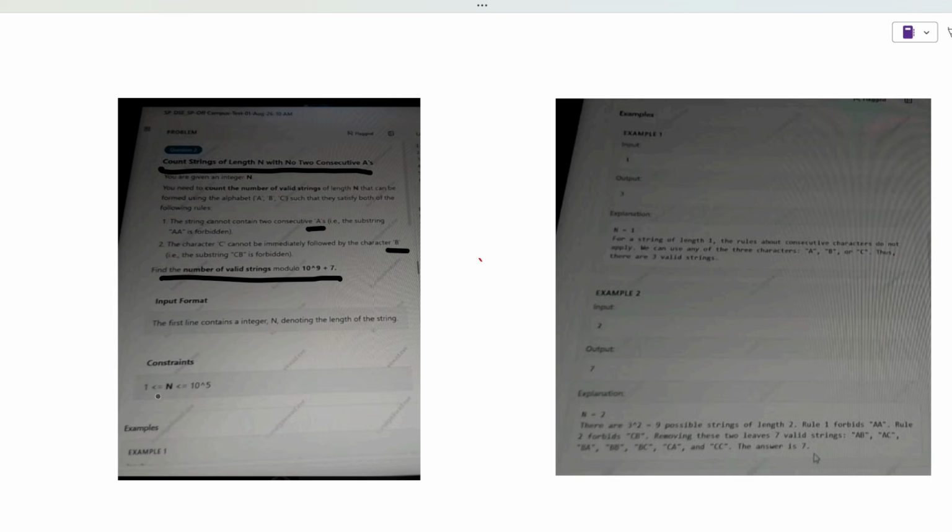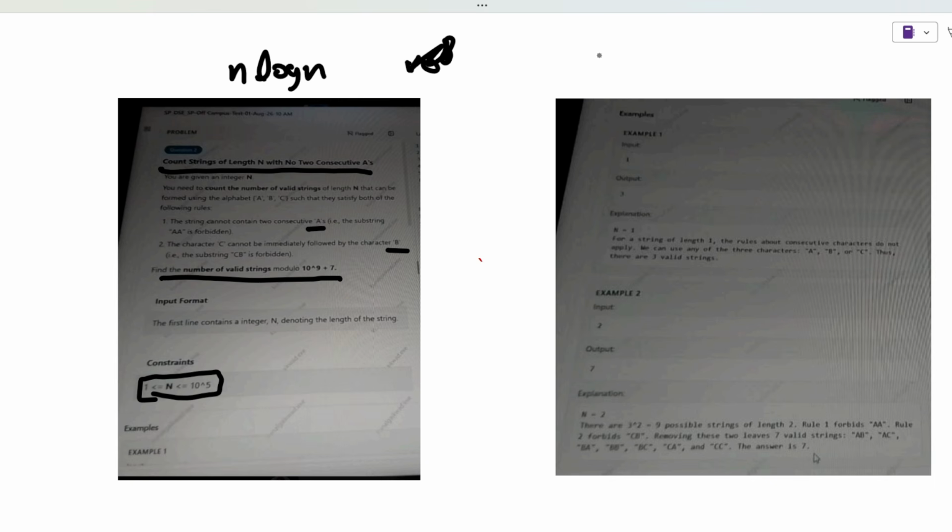Now the constraints are n can be from 1 to 10 to the power 5. So if n is from 1 to 10 to the power 5, the maximum complexity that you can reach is n log n, because 10 to the power 8 iterations we are allowed to run. So if the constraint is 10 to the power 5, you will have to find your answer in n log n time. Okay, now let's just quickly see the sample input.